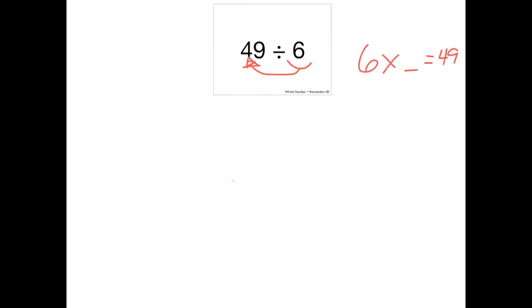And the next step after that is for students to be able to recognize that the multiple that is closest to 49 is 48. And if we look for the other part of that number, 48 plus 1 is equal to 49. At this point, we're going to divide each one of our parts by 6.